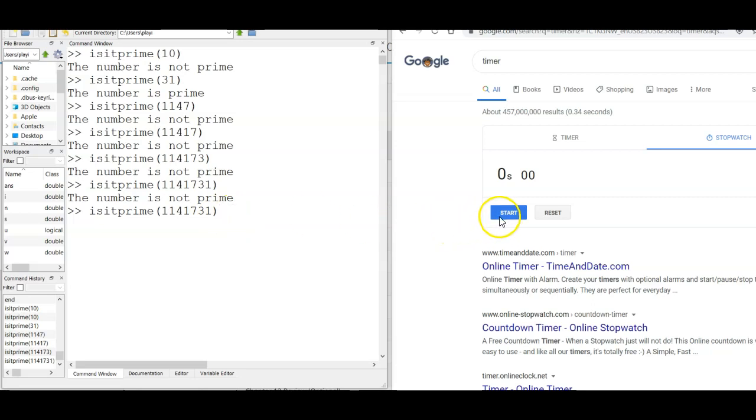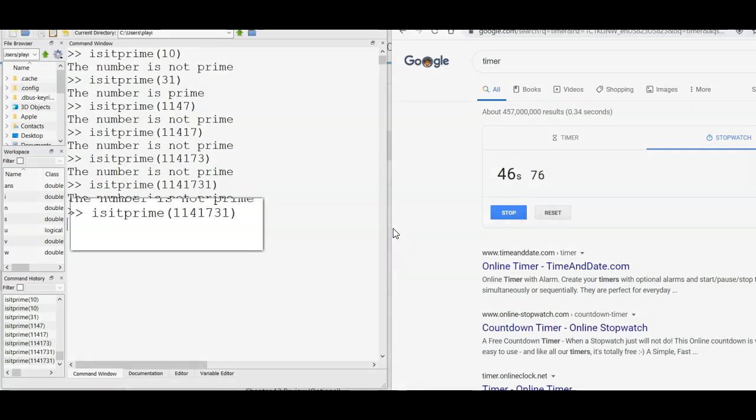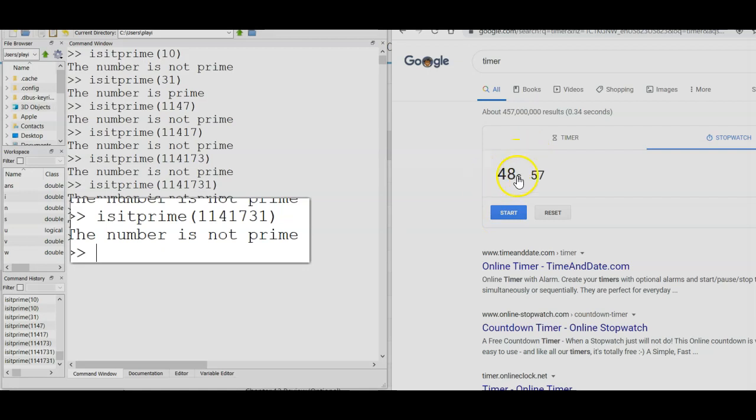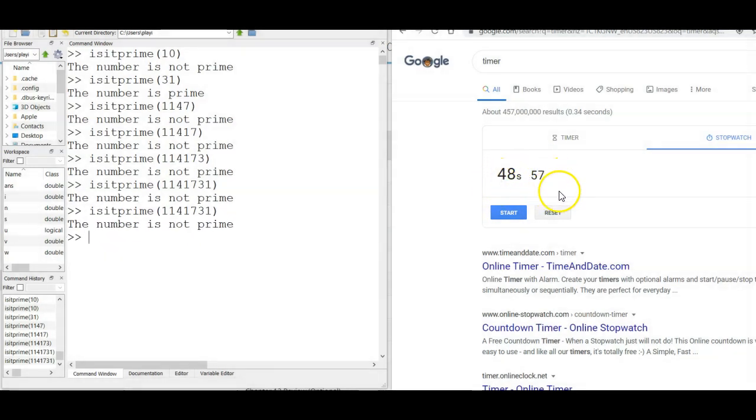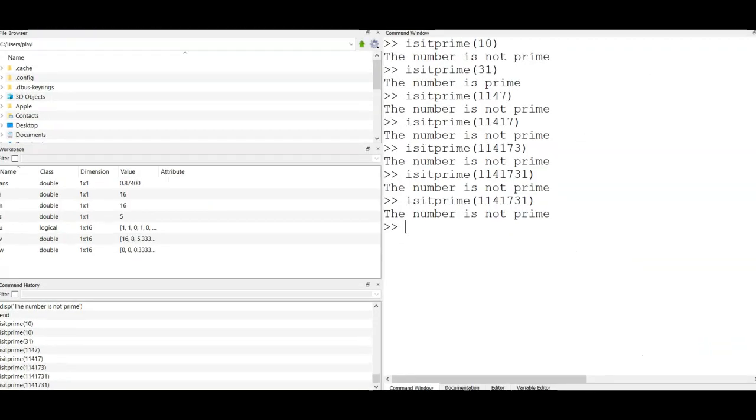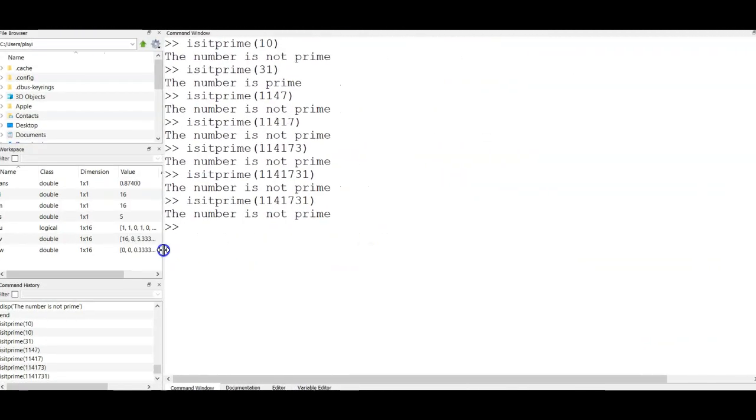So I've got Octave right here, and I've got our timer right here. I'm going to hit enter on Octave and start our timer. I'll pause it because this is not going to be quick. All right, there it is. Roughly right at 48.5 seconds is what it took to determine if that number is prime. So we want to improve that. We don't want it to take that long for us to get our answer.